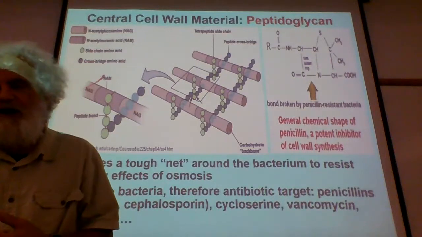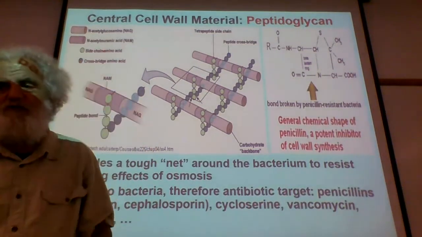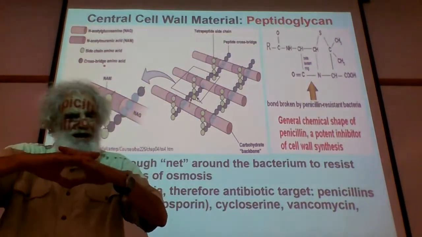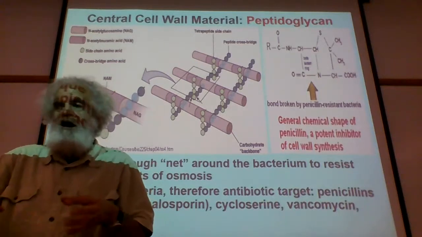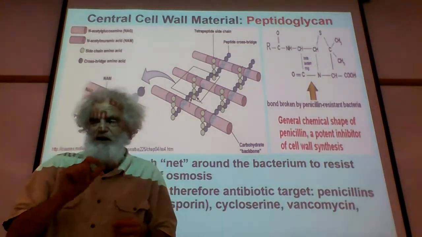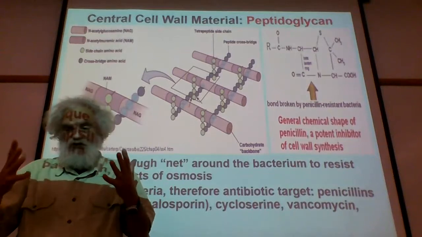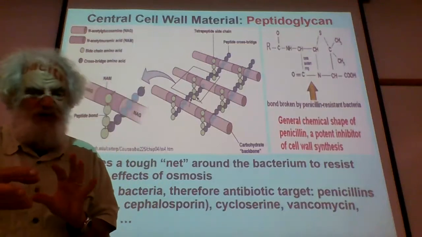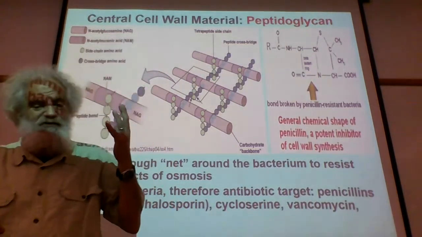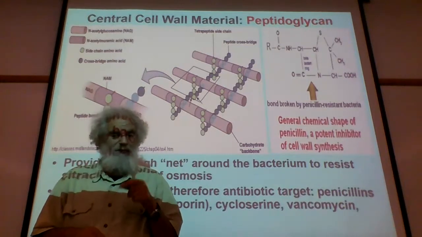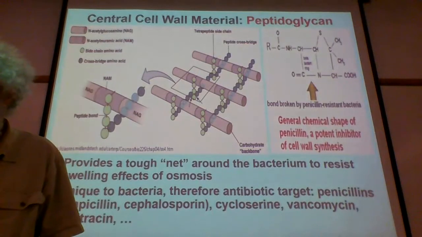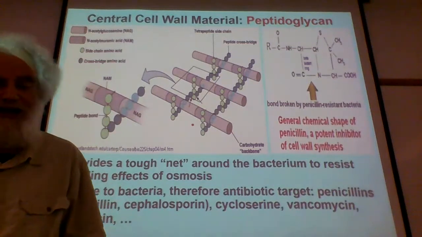They have amino acid protein bits coming off of them, and then they also have cross-bridging, and they can form this very tight mesh, kind of like a chain link fence almost, of sugar with these small proteins coming across it. So this provides a really tough net. And because the structure is unique to bacteria, it is a really good target for a variety of antibiotics. There are a number of antibiotics that target the production of the peptidoglycan cell wall.